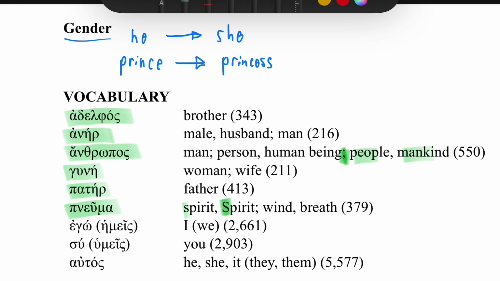Wind or breath. Ego would be "I." In its inflected plural form, it'd be hemes for "we." Su for "you." In its inflected plural form, we would say "y'all," you would say humes. Again, keep in mind those rough breathing marks. Humes, hemes. And then here we have autos for "he, she, or it." And if it's plural, that would be "they" or "them."